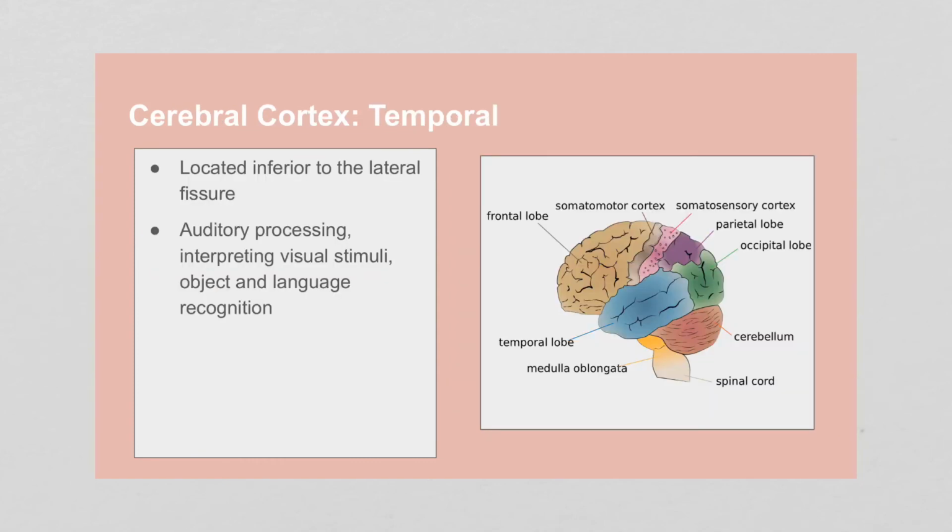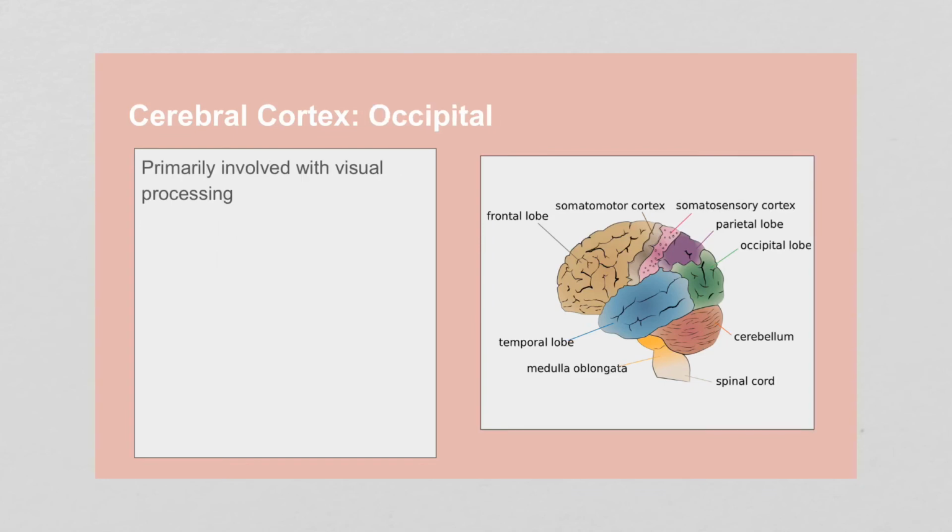The temporal lobes, which are located right in the ear area on both sides of our brain, deal with processing auditory information, deal a little bit with processing visual stimuli, and are involved in object and language recognition. The last of the exterior lobes is the occipital lobe, and it's found right back here. And this is going to be dealing primarily with visual information, visual processing.